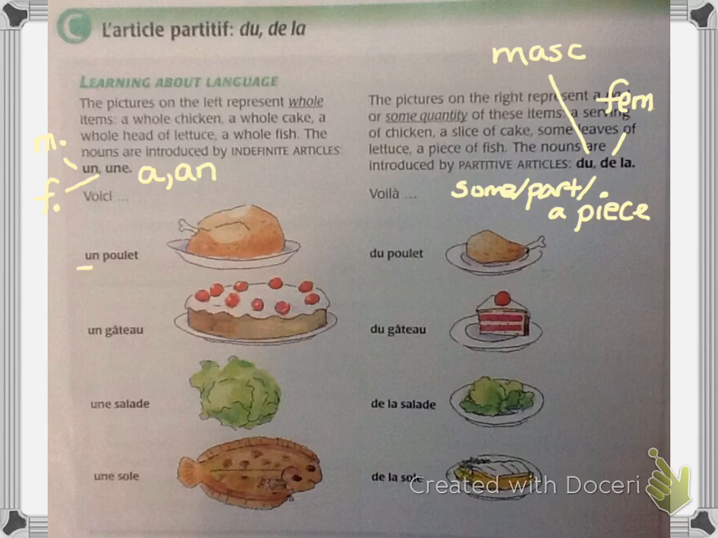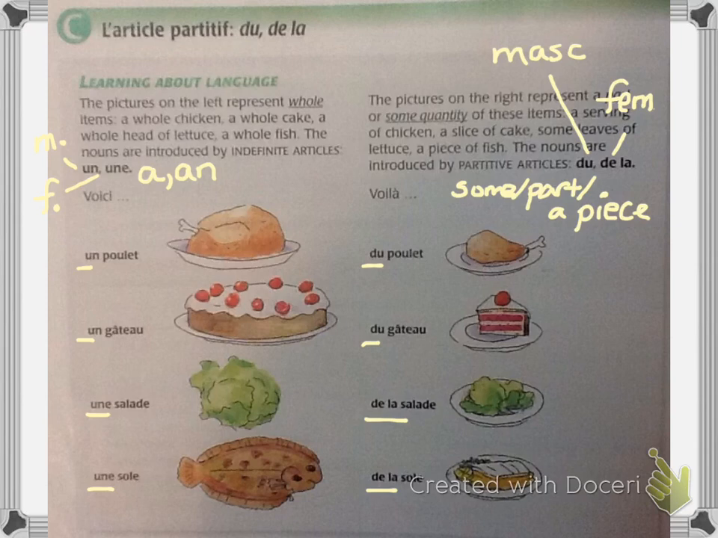So notice un over here becomes du. Un, du, une, de la. So you need to be careful about which article you use. If you say je mange un poulet, it means I ate a whole chicken. If you say je mange du poulet, it means you ate some chicken. So like you had a piece of it, you had part of it.